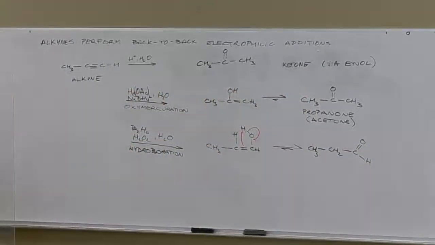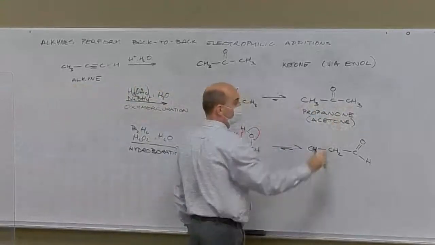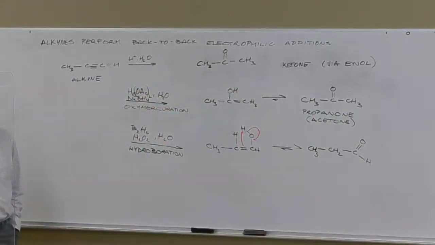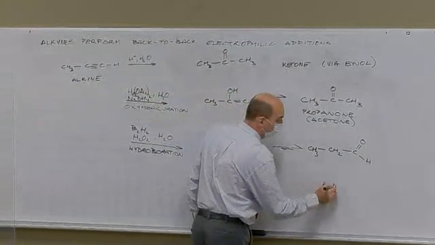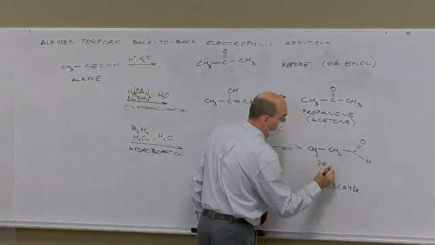What's that called? It's not propanone anymore. It's not an -one. An -one is a ketone because it has carbons on both sides. This is not an -one, different family. It's no longer a ketone. This is now an aldehyde, and it is propanal.